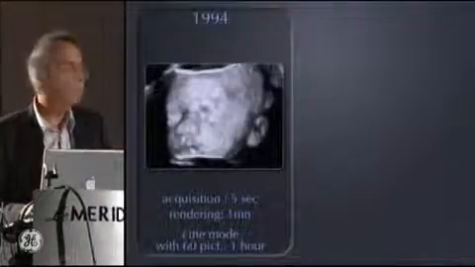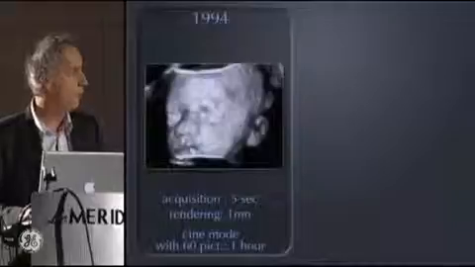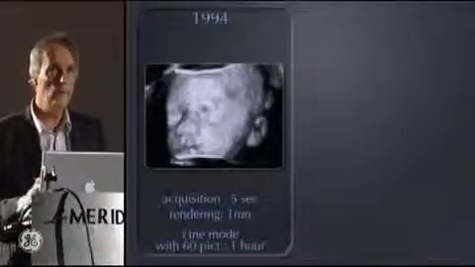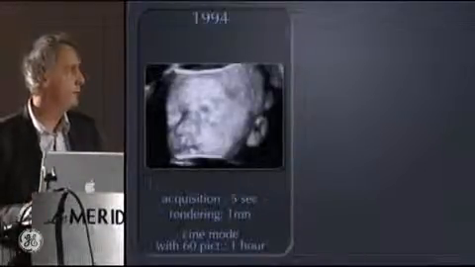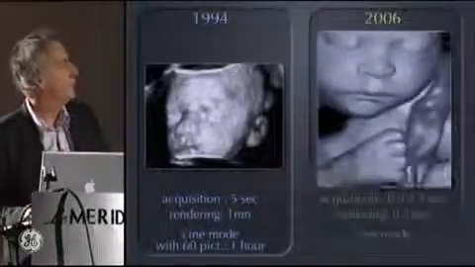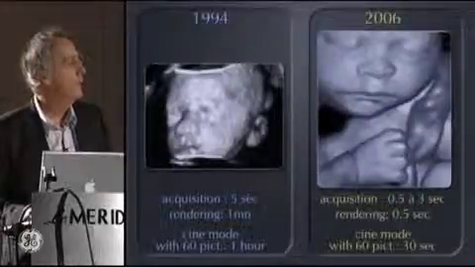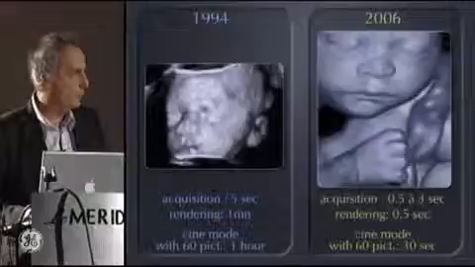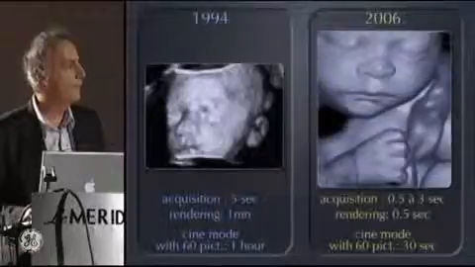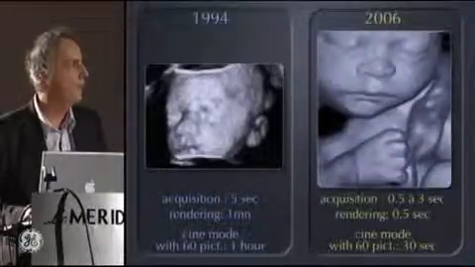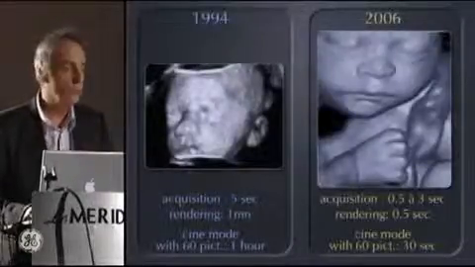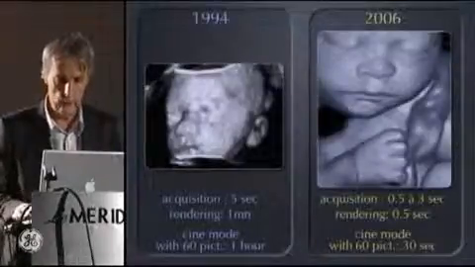To do only one block, the acquisition was around 5 seconds and the rendering time was 1 minute. So if you want to obtain a video with a cine mode with 60 pictures, you have to wait 1 hour. And 12 years after, you obtain this result. The quality is really better, and the acquisition time is from half a second to 3 seconds for a 3D static, and the rendering time is half a second. And to do the same cine mode, you have to wait only 30 seconds instead of 1 hour.